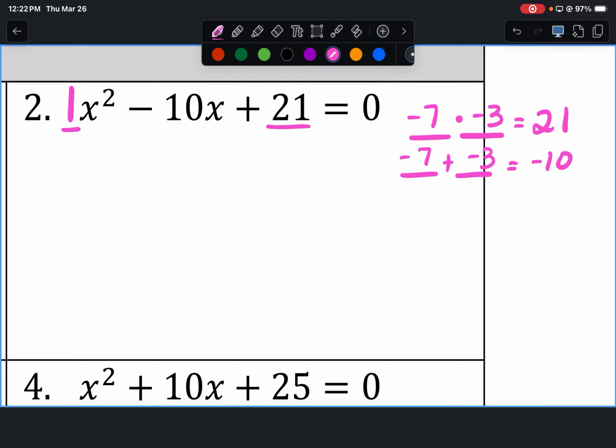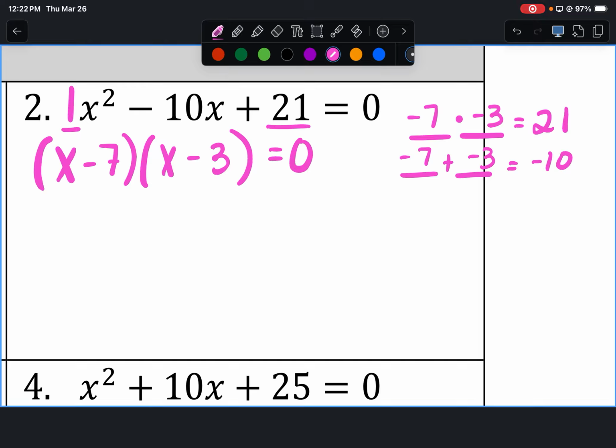Okay, for number 6, does it have a greatest common factor? What is the greatest common factor? 6x. If we take out a 6x, what does that leave us with? x minus 2 equals 0. Now, can I factor either of those pieces any further? No. Okay, so we are ready to set this up.